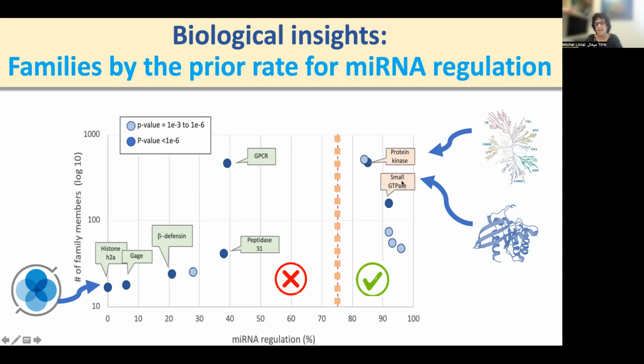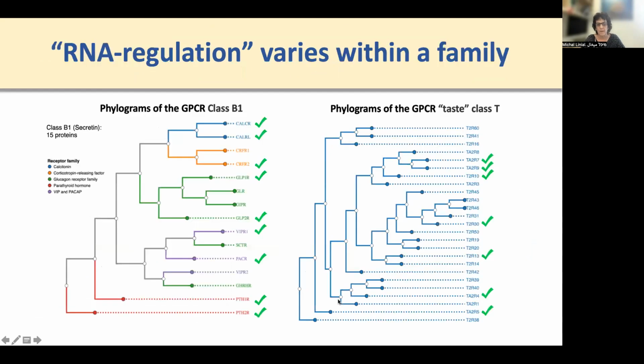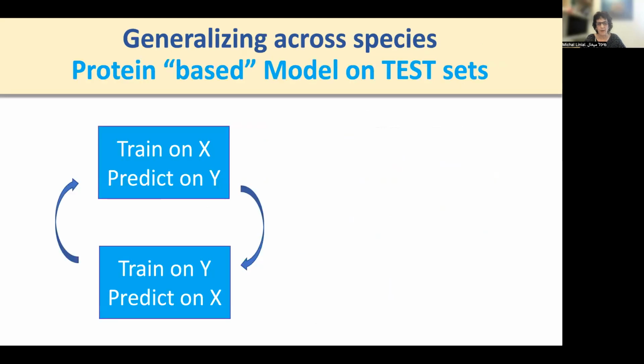However, the kinases and some other GTPases are regulated at a very high level. And this is just the prior level that I showed you before. So can we say something about the paralogs? To our surprise, we see that the paralogs themselves are not unified by their tendency to be microRNA regulated, but it's only at the level of the family.